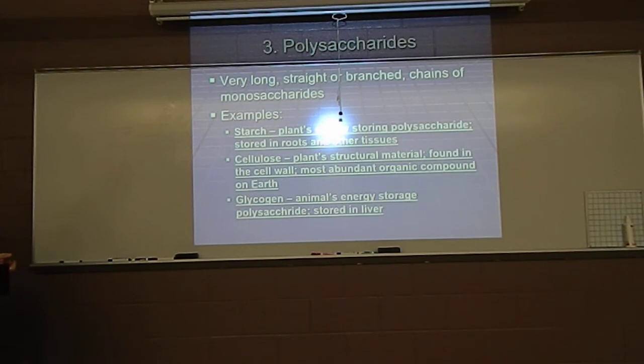So starch, major energy storing polysaccharide. You want to put a star by that one, because I think in your first exam you're going to have a multiple choice question about the plant energy storing polysaccharide. Cellulose is the plant's structural material, and it's found in the cell wall of a plant. It's the most abundant organic material or compound on the face of the earth.